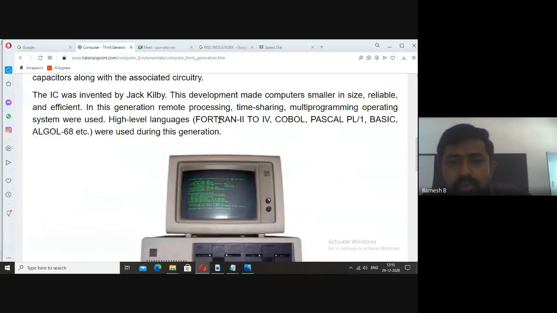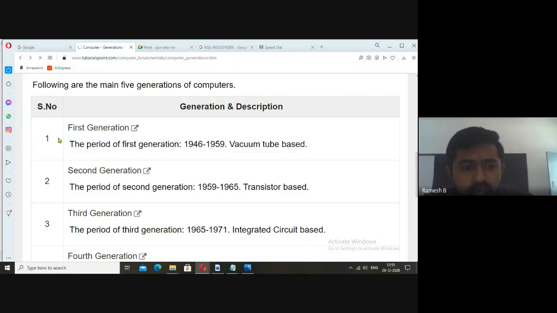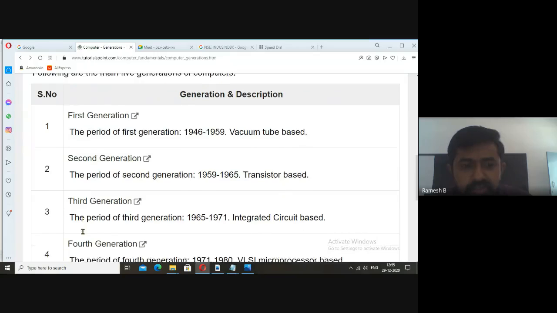You see there, these are the names of the languages: COBOL, Pascal, BASIC, and ALGOL 68. Okay. Now we shall move to the fourth generation computers.